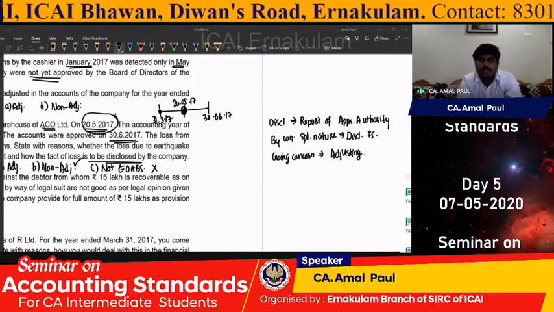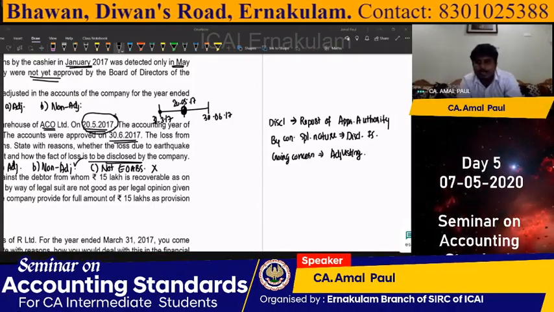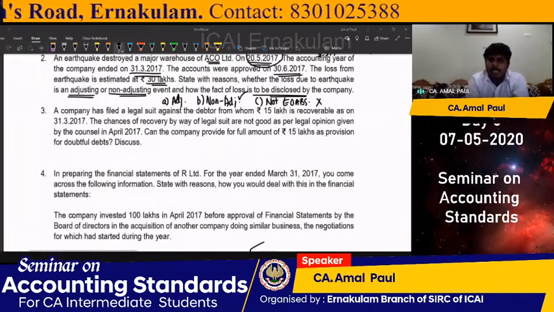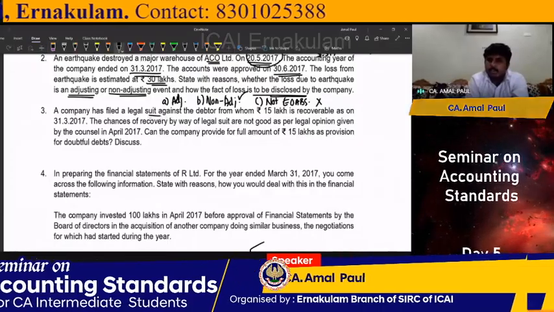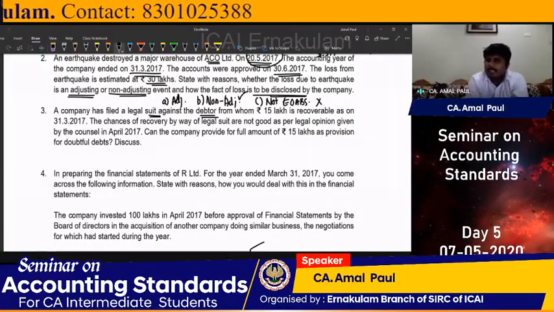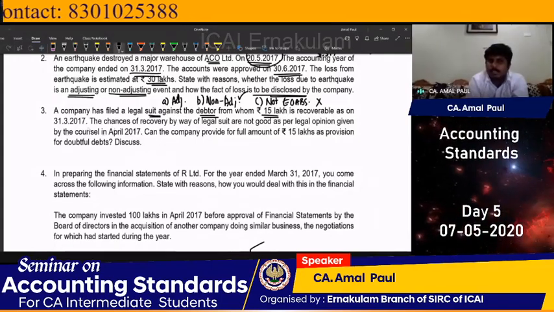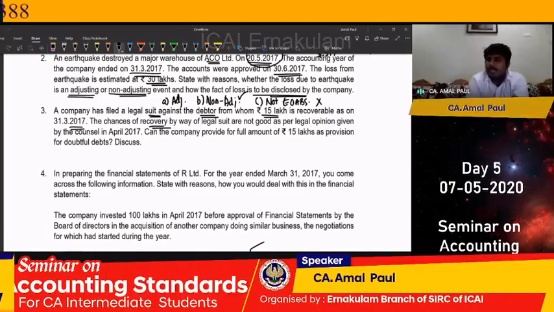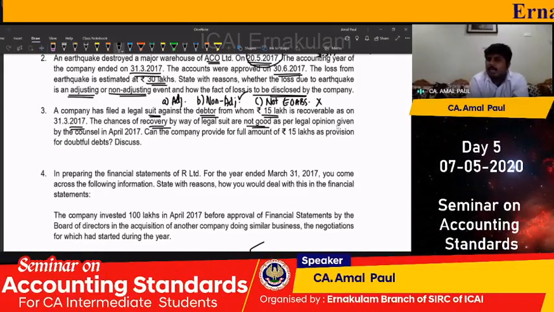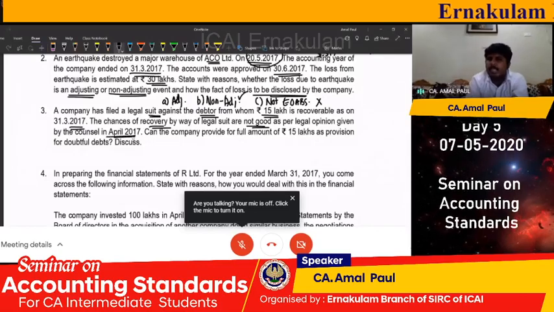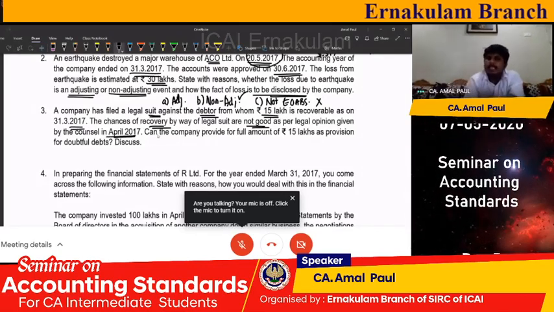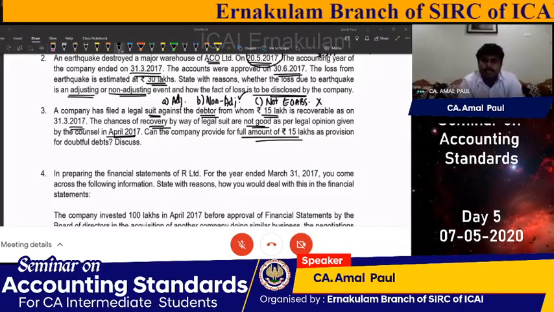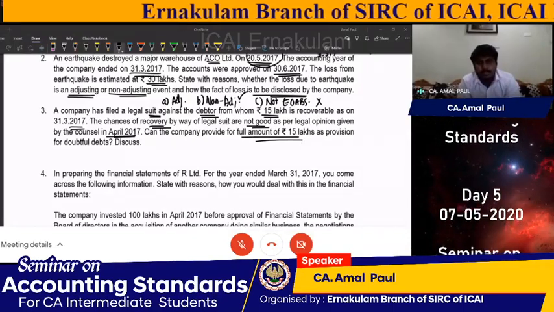Okay. So next we are going to see another question. A company had filed a lawsuit against a debtor, from whom 15 lakhs is recoverable as on 31/3/2017. Chances of recovery by way of legal suit are not good as per the legal opinion given by counsel in April 2017. Can the company provide for the full amount of 15 lakhs as provision for doubtful debts? Whether they can do it?